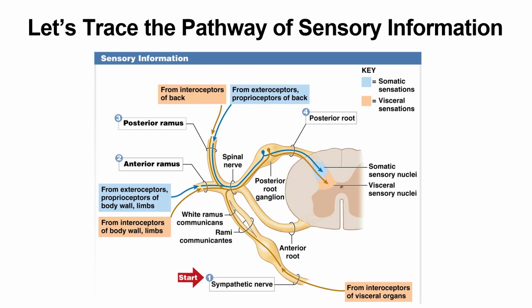Trace the pathway that sensory information is going to follow when it is traveling up into the spinal cord. So the first thing to note for our graph is that we need to take a look at the key over here, noting that those signals shaded in blue will be our somatic sensations, so sensory information from the skeletal muscle system, as well as our exteroceptors and our proprioceptors.